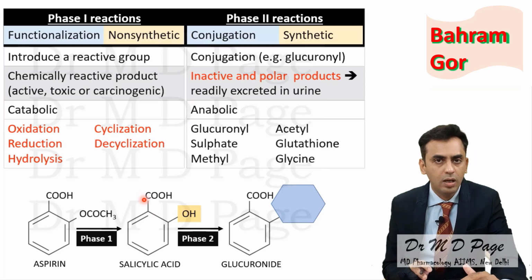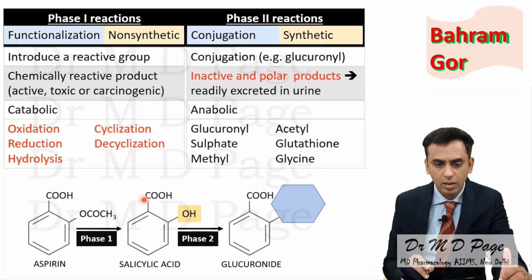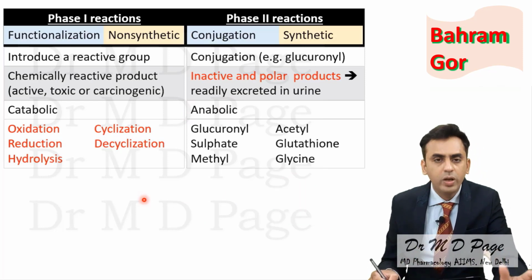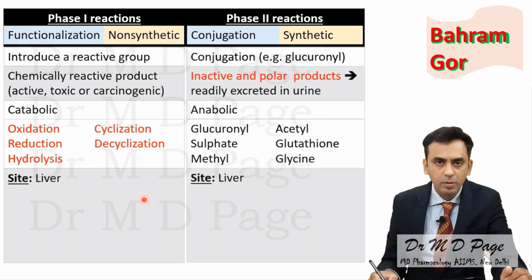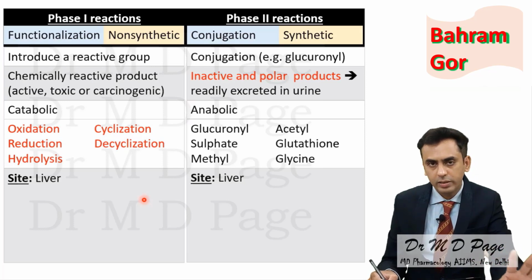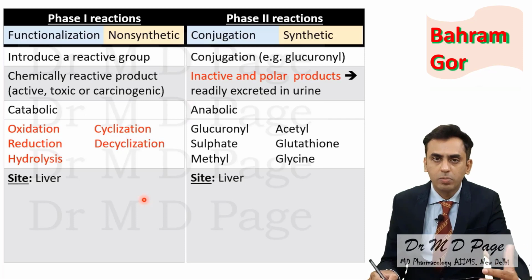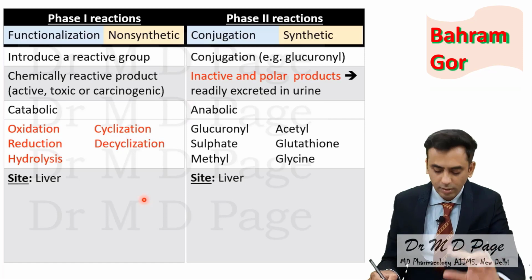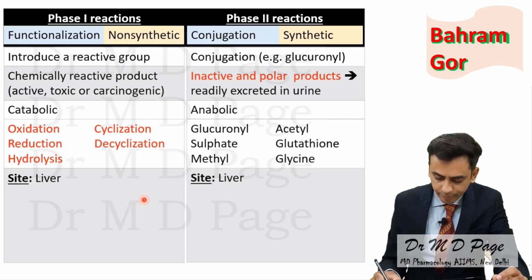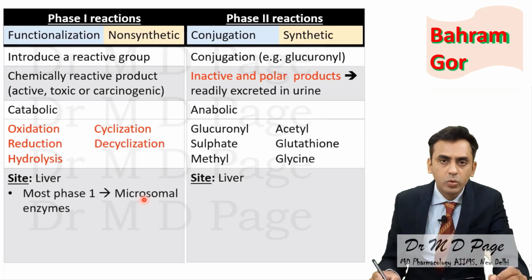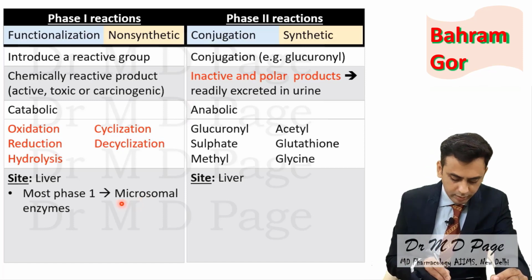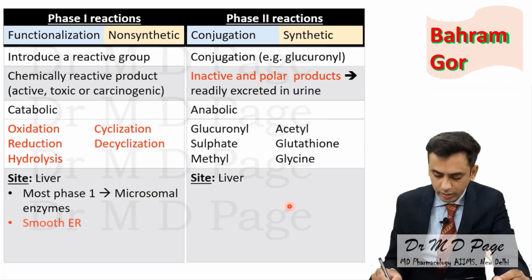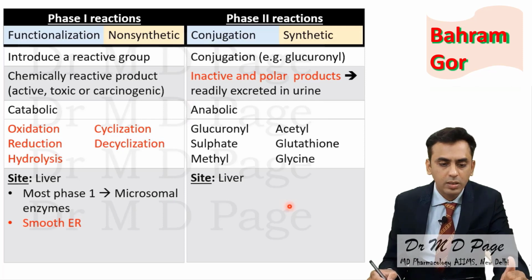So this is very clear: what are phase 1 reactions and phase 2 reactions. Now where do these occur? Both occur in liver, phase 1 as well as phase 2. Both can happen at other sites also, like plasma, intestine, kidney, etc. But most commonly, and important for exam purposes, is liver. Most phase 1 reactions occur in microsomal enzymes. Where are they located? They are located in smooth endoplasmic reticulum.